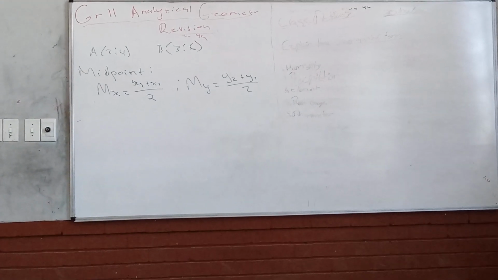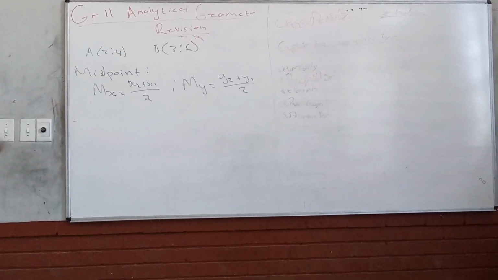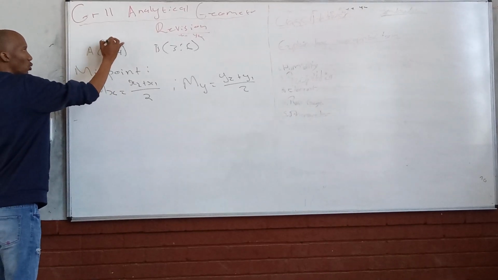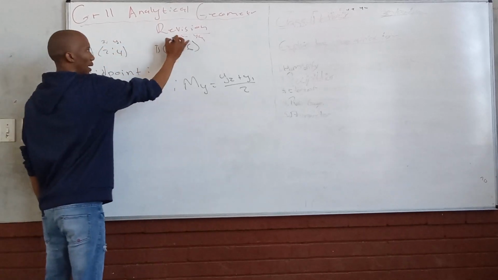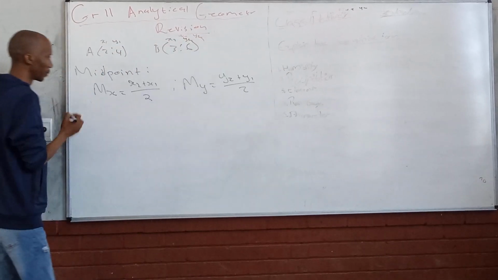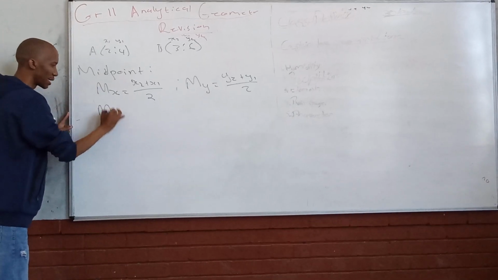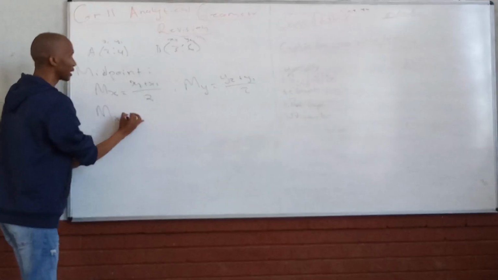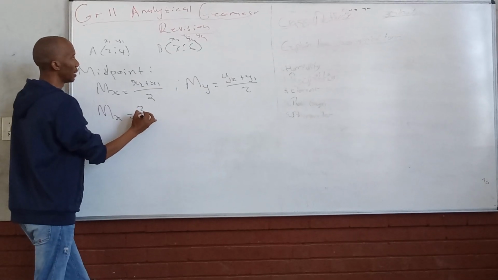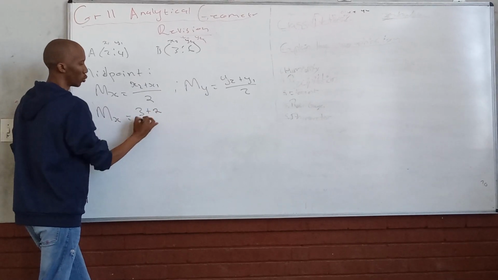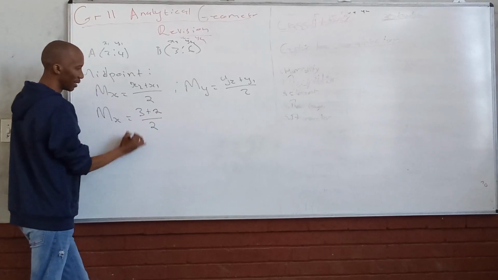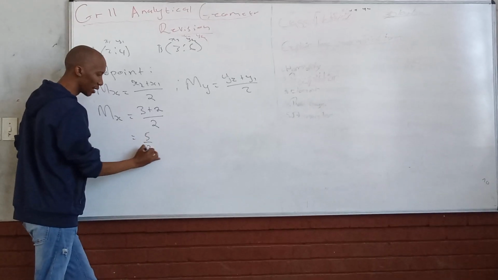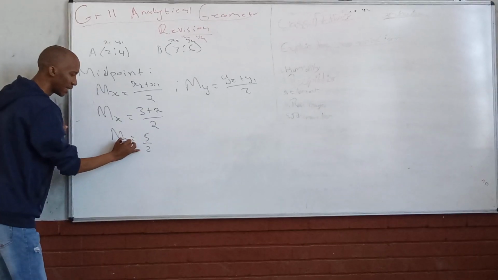Now we are doing that one. The first one says find the midpoint of A, B. So I'm going to label this as x1, y1, x2, y2. Now, midpoint of x: I'm not given the midpoint, so I find x. I have x2, 3, plus 2, all over 2. 3 plus 2 is 5, so 5 over 2. That is the midpoint of x.